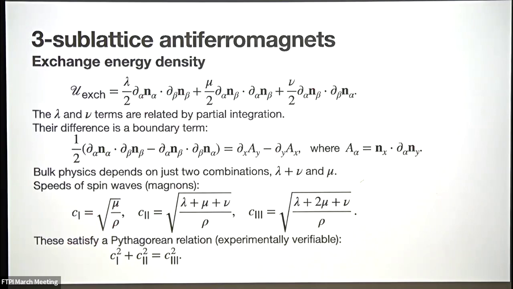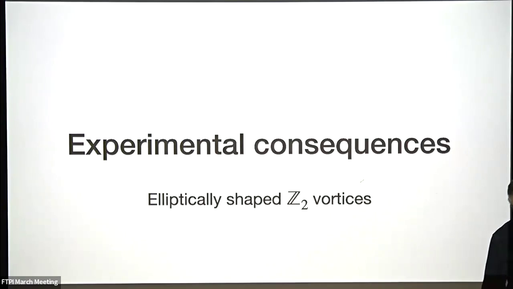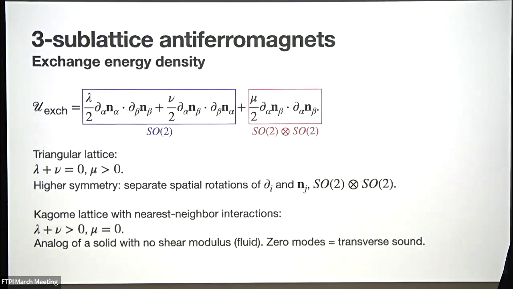The squares of the first two velocities add up to the third one. And that you can experimentally verify; it should work in any three sublattice antiferromagnet. Another verifiable consequence is that generally vortices in this system, which are known to be of the Z2 topology, should have an elliptical shape.